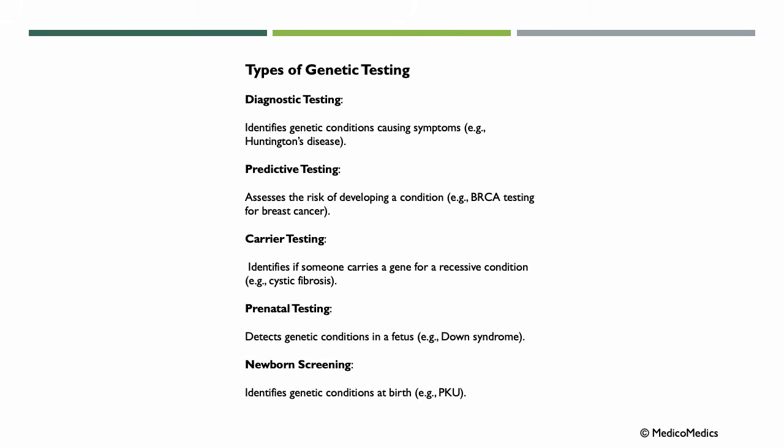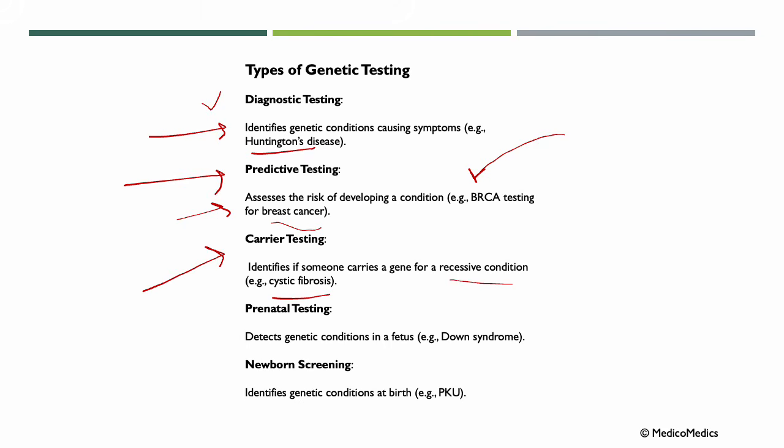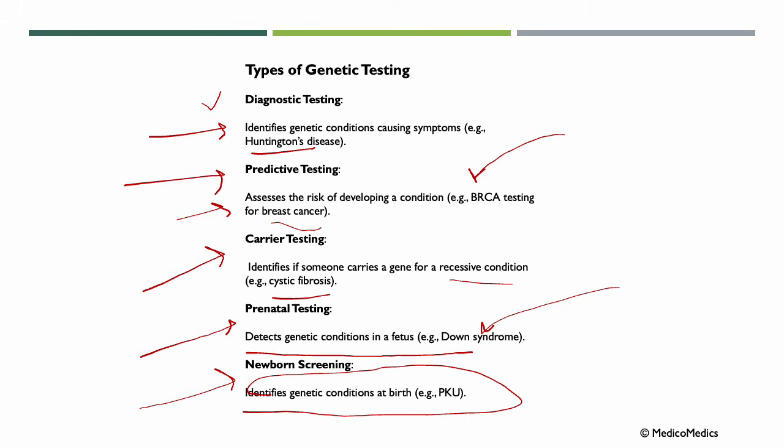So we have several different types of genetic testing. We have diagnostic testing, so identifying genetic conditions causing symptoms like Huntington's disease. We do predictive testing, so assessing the risk of developing a condition like BRCA testing for breast cancer. We do carrier testing, identifying if someone carries a gene for a recessive condition like cystic fibrosis. Prenatal testing, detecting genetic conditions in a fetus like looking for Down syndrome. Newborn screening, identifying genetic conditions at birth.